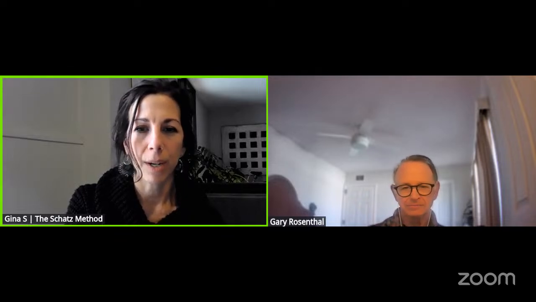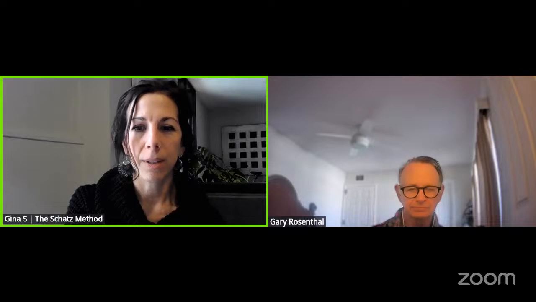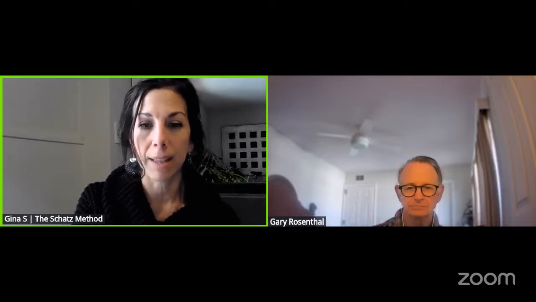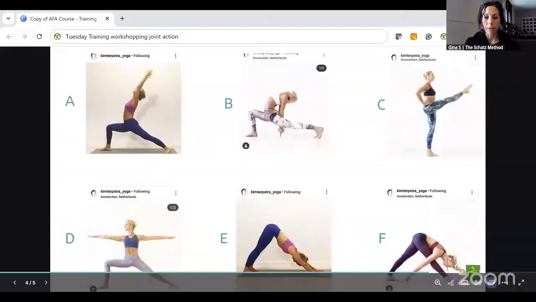All right, so we are going to get our screen up here. We're going to use Kim again. Some of the images that we used last week are still on the slide, but there's also new images on the slide this week because we're going to focus on the shoulders.